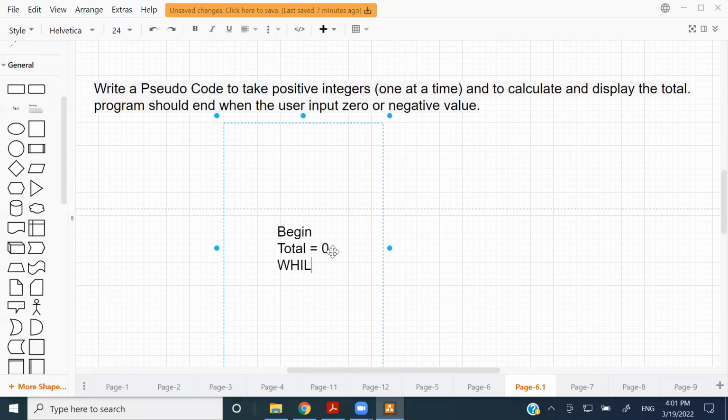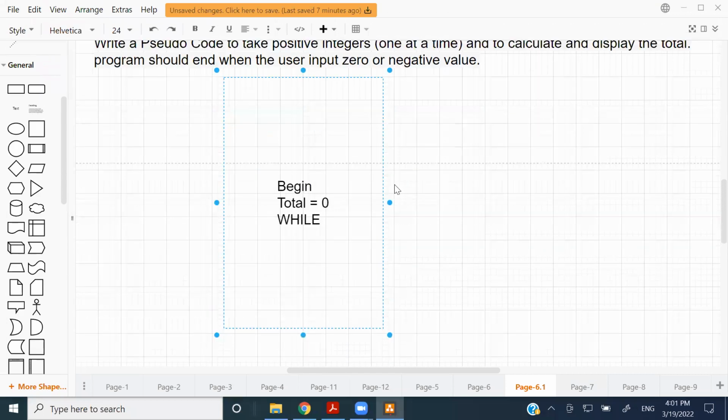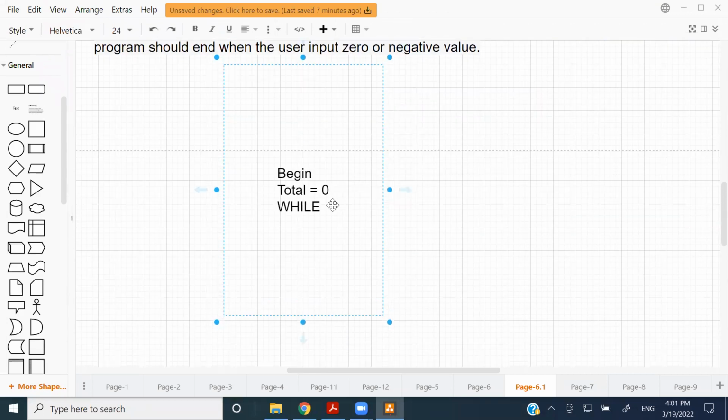the while. As it says, is value less than or equal 0, it is asking. Since it is going on the no path, it should be the opposite of this. That means is value larger than 0. That's going to be the condition. So while value larger than 0.